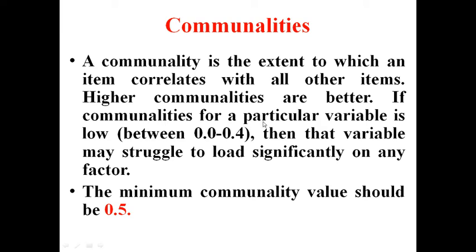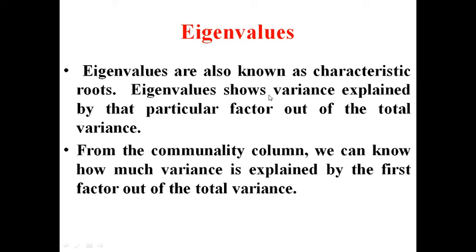If the communality for a particular variable is low, that is between 0.0 to 0.4, then that variable may struggle to load significantly on any factor. So any variable whose communality value is less than 0.4 is not going to load on any of the factors. So what it is saying, the minimum communality value should be 0.5. If it is less than 0.5, then we can eliminate that particular variable and we can report that also in our research paper. Then we are talking about the eigenvalues.